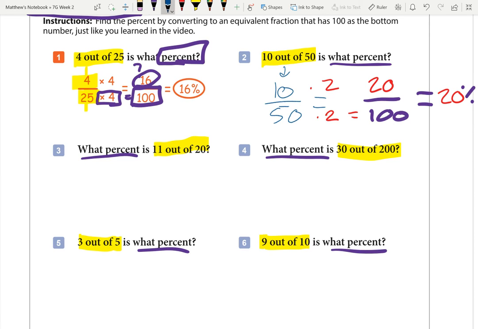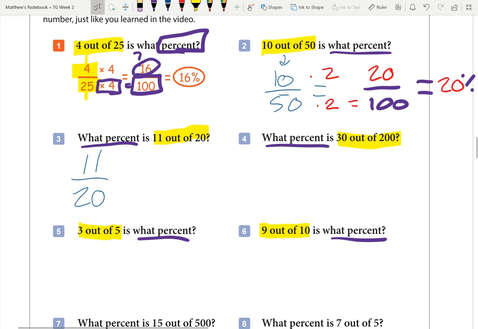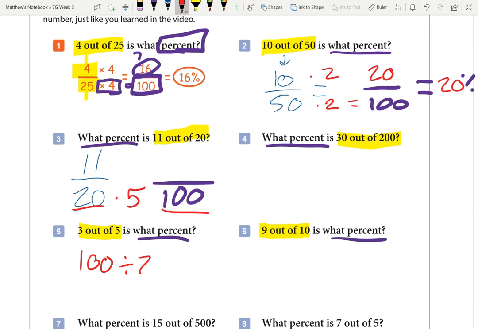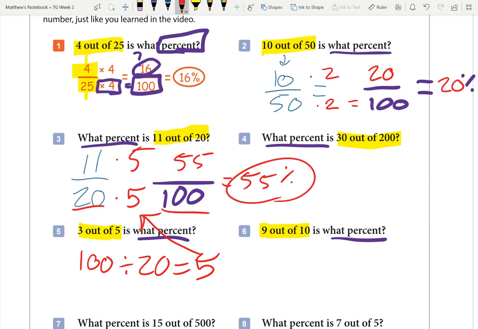So 11 out of 20, 11 over 20. I know I'm going to need to do something to this 20 to get it to 100 on the bottom. In this case, I'm going to need to multiply by 5, and I know that because 100 divided by 20, the two numbers I'm given, gives me 5. All right, so that's where the 5 comes from. And then we multiply the top number by 5 to get 55. 55 over 100 is 55%. Circling all my answers here, just like they did up here. You got to circle. All right.